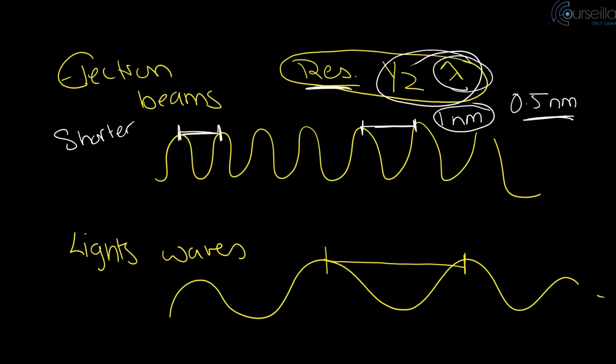In case they tell you that two objects are, let's say, 5 nanometers apart, can you see them as two distinct objects or as one? What do you think? If you're using an electron microscope, can you see them as two or one object?